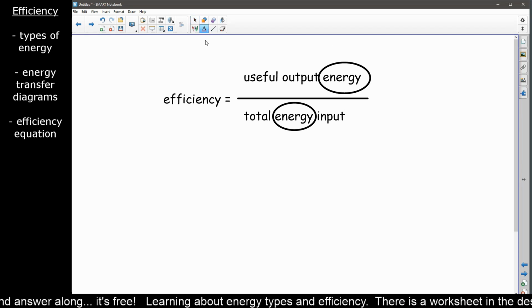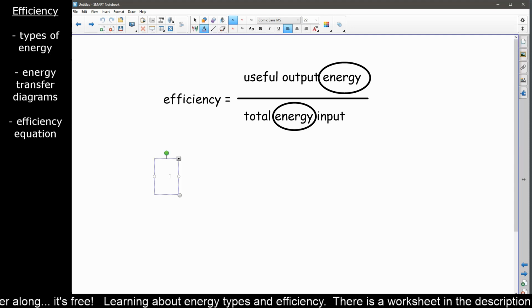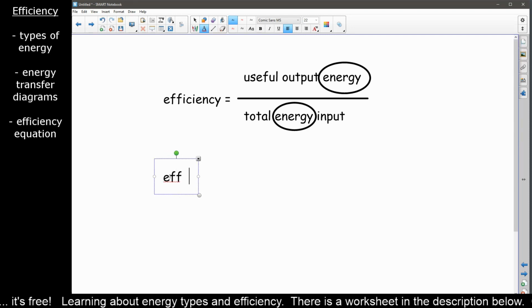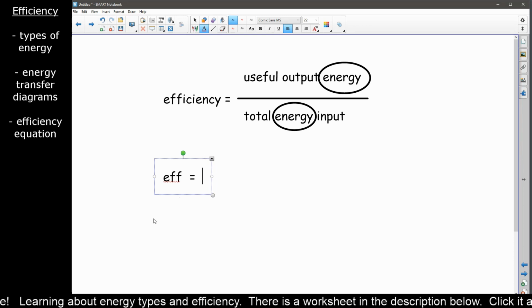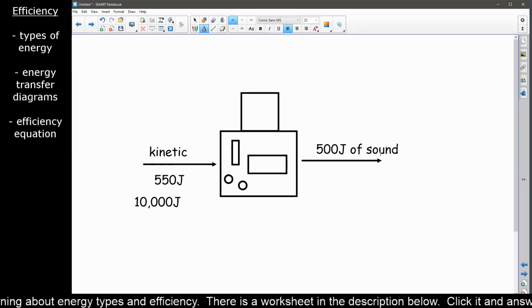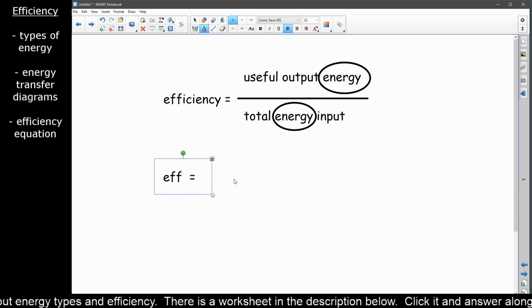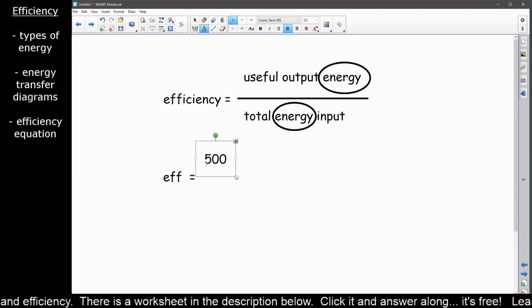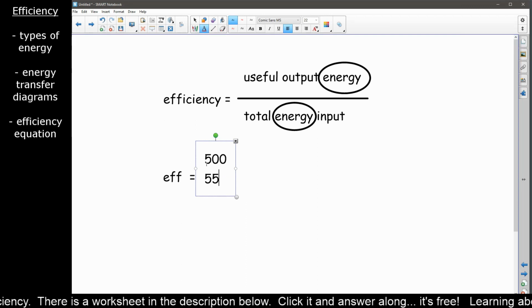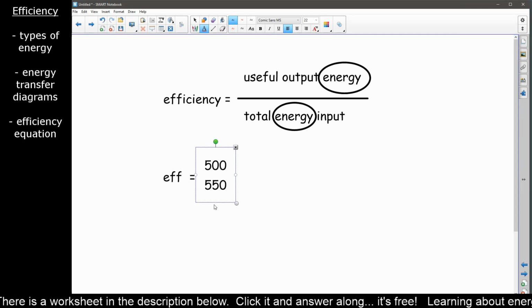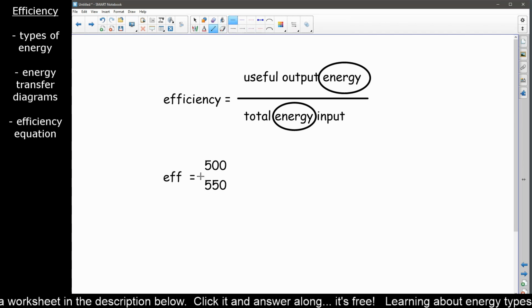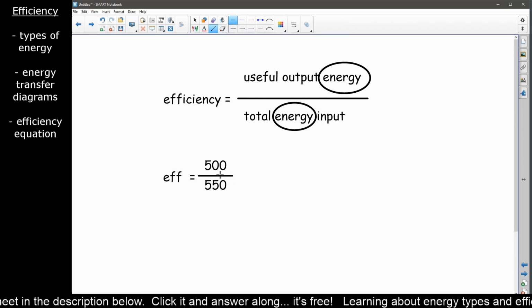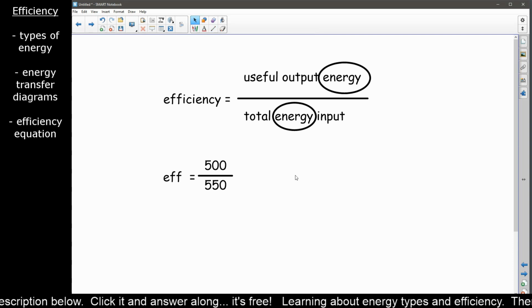Alright, so what we end up with is, let's take our example there. Let's do efficiency, and we're going to shorten that to EFF, is equal to my useful output energy. But we're going to assume that the sound was useful. So let's say that that was 500. And we're going to divide that by our total input energy, which was 550. There we go. Alright, time to grab our calculators on this one. Got my snazzy Physics Rocks calculator in my hand.